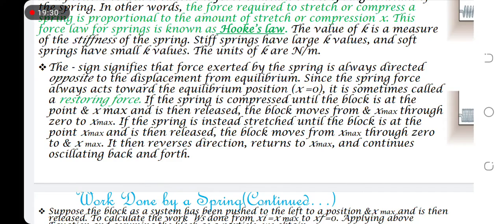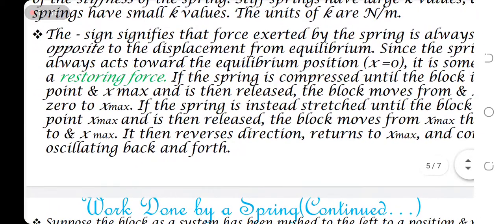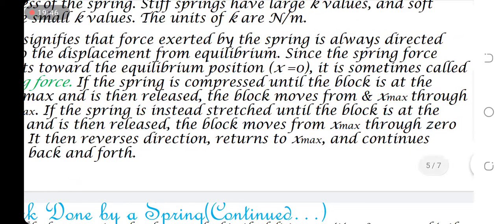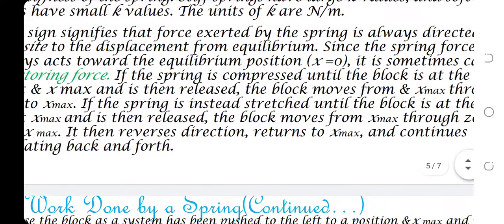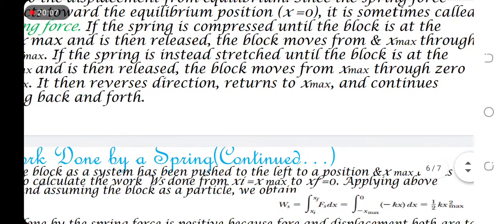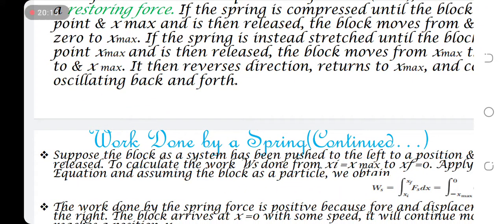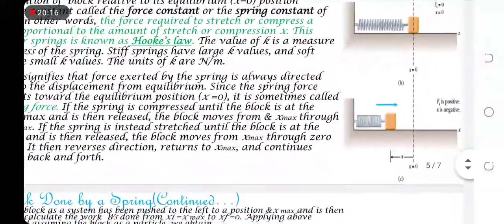If the spring is compressed until the block is at a point, x maximum, and it is released, then the block moves from x maximum through 0 to x maximum. If the spring is instead stretched until the block is at the point x maximum, it then reverses direction and returns to x maximum and continues oscillating back and forth. So this situation is shown.